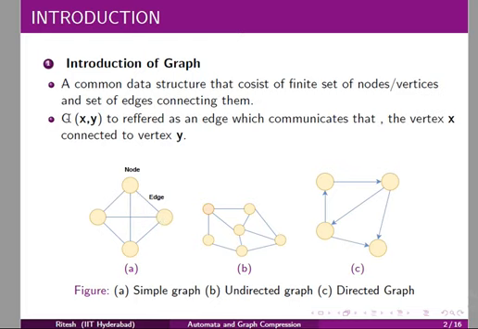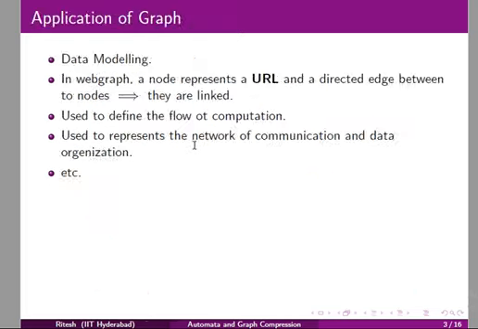When one represents a graph G(x, y), it refers to x being a vertex that is connected with the help of an edge to the vertex y. So, application of graph. We are not going to put much effort on this topic, but we'll go through it. An application of graph is data modeling.